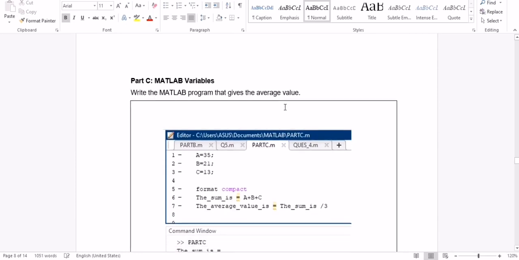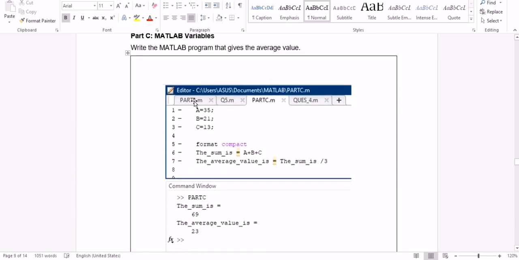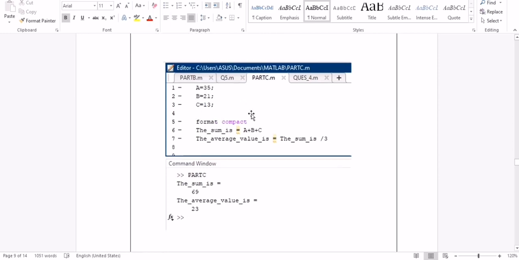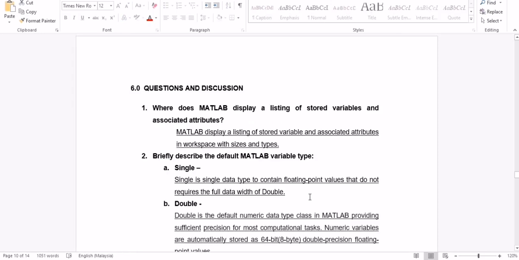Then for part C, the question asks us to find the average value. They gave 3 values: a equals 35, b equals 21 and c equals 13. So we use format compact to remove the line breaks. First we have to find the sum of these 3 numbers, a plus b plus c. So we get 69, and then we find the average value by the sum, 69, over 3. We use 3 because there are only 3 numbers. So we get 23.